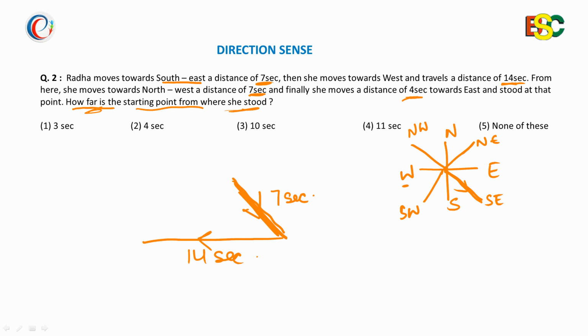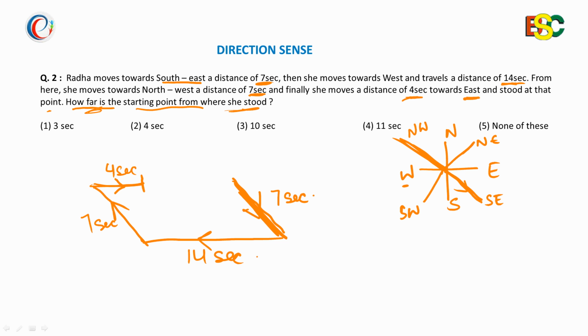Then from here she moved towards northwest. Northwest is this direction, so make it like this. She moves here, northwest, at a distance of 7 seconds. So this much distance she travels in 7 seconds. Then she moves a distance of 4 seconds, means here towards east. This is east, so she moves this much distance in 4 seconds, and stood at that point.